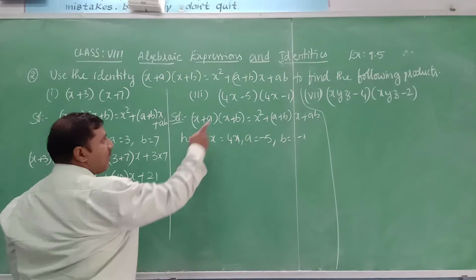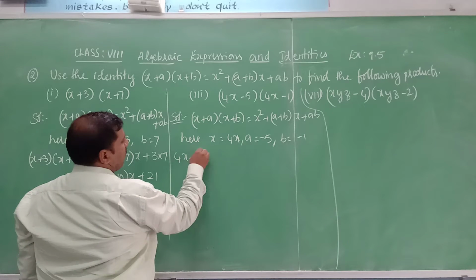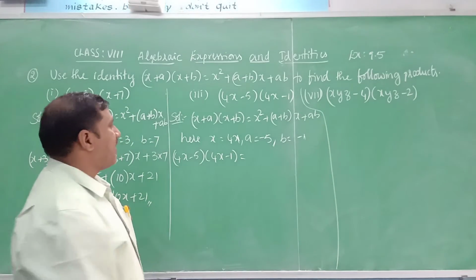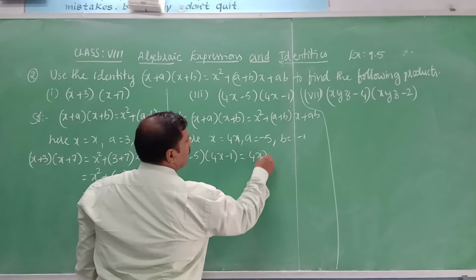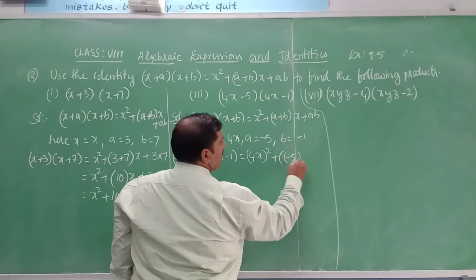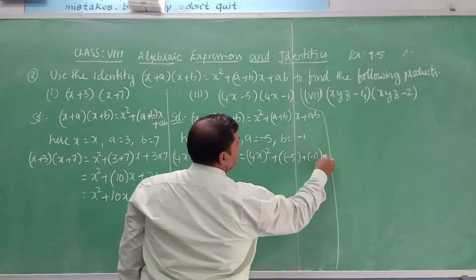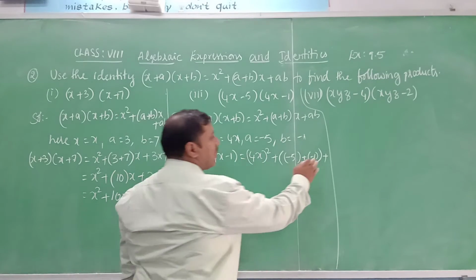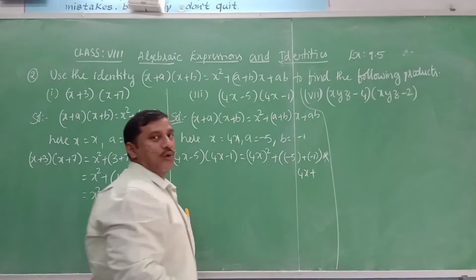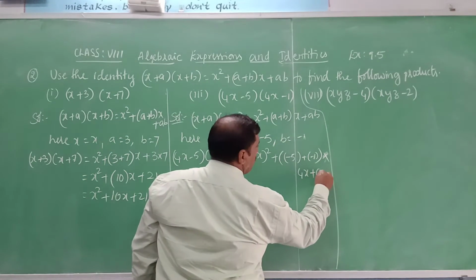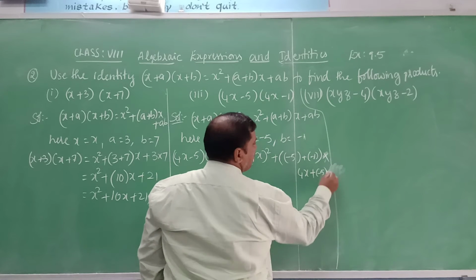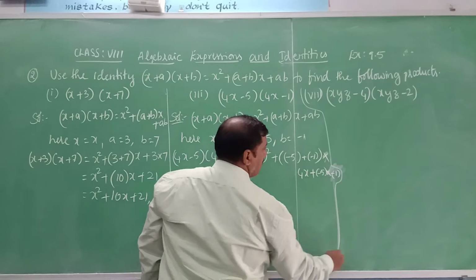Consider the signs. Now apply this: 4x minus 5 into 4x minus 1 is equals to x square, x is equals to 4x, that is 4x whole square plus a plus b. A is minus 5 plus b is minus 1, plus a plus b into x, here x is 4x, plus a into b, where a is minus 5 and b is minus 1. Yes, minus 1.